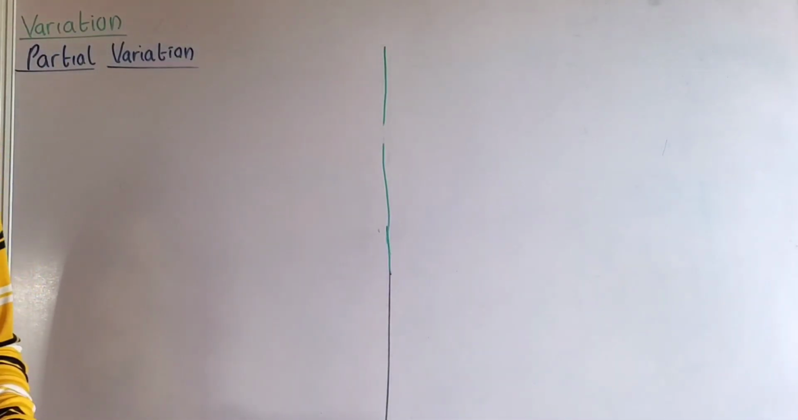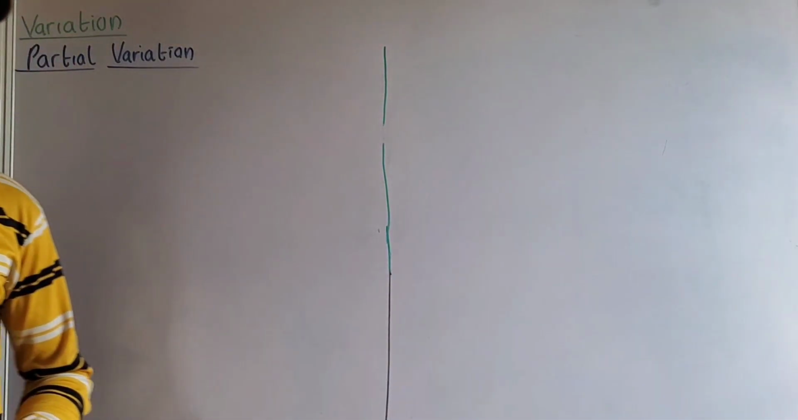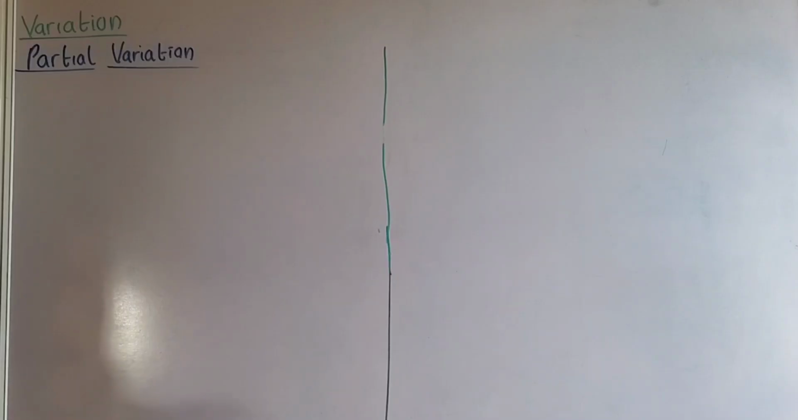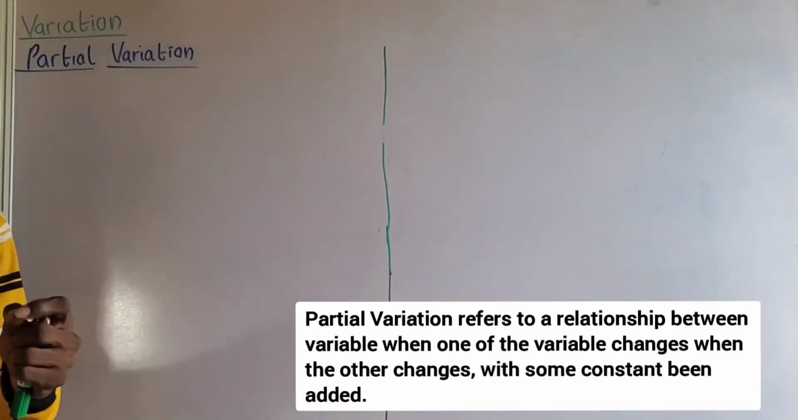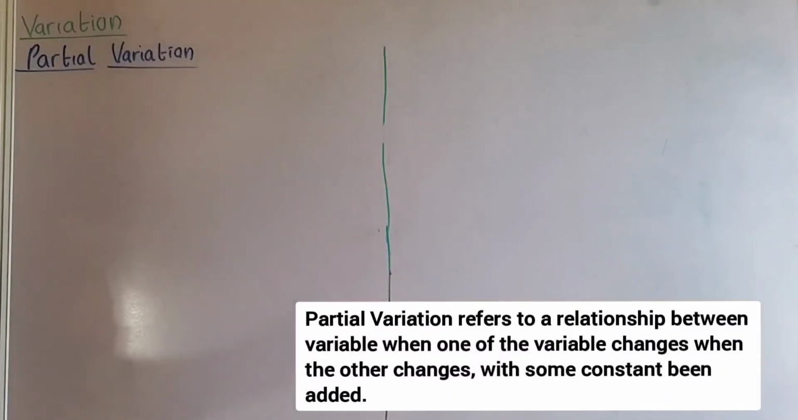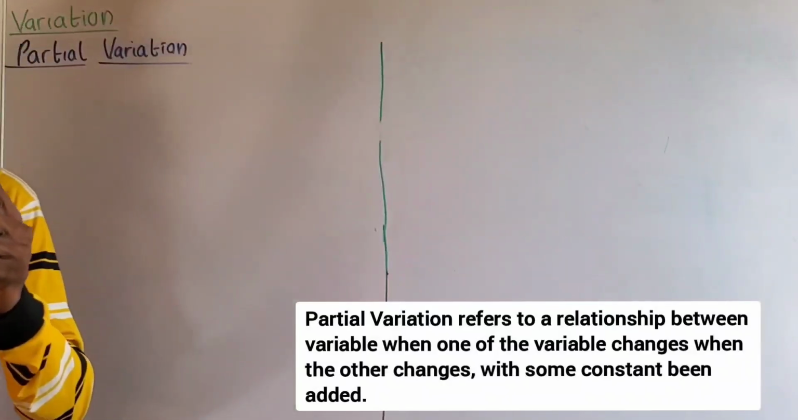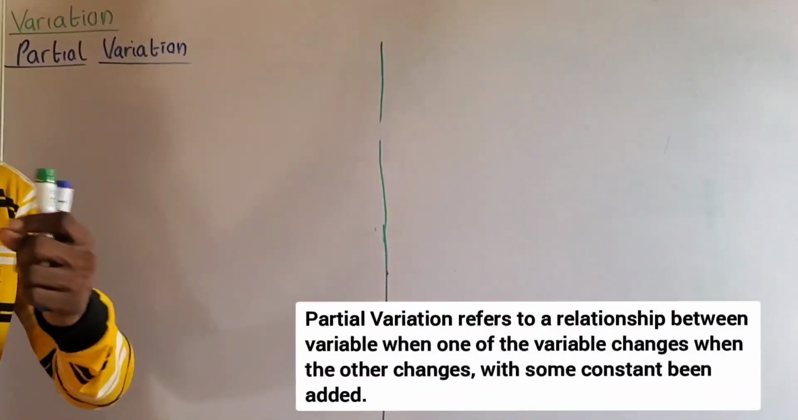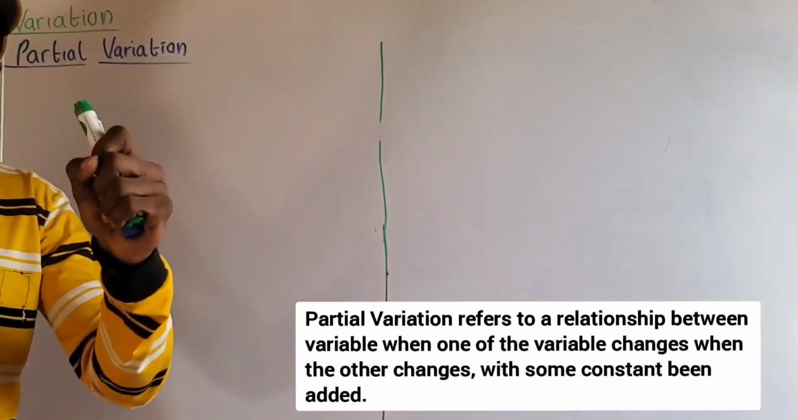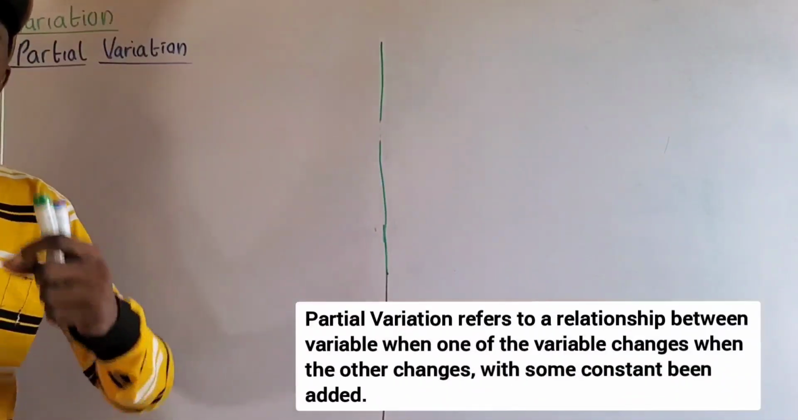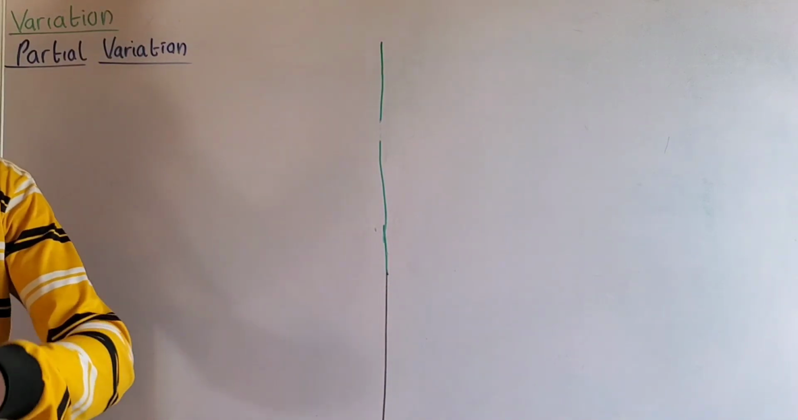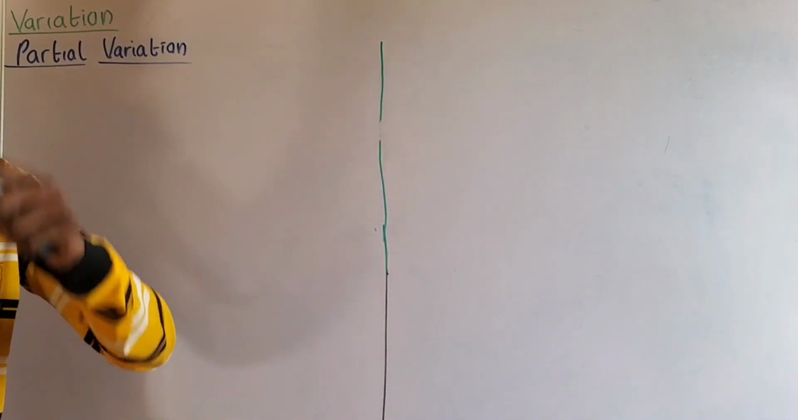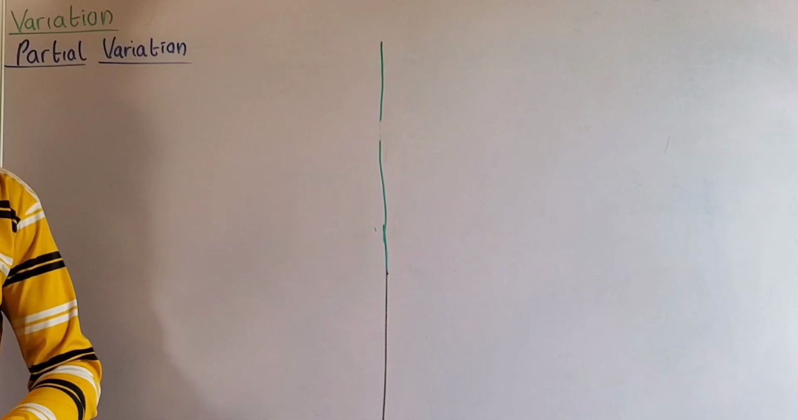In this class, we are going to talk about partial variation. What exactly do we mean by partial variation? Partial variation refers to a relationship between variables where one changes when another changes, with some constant being added. So we are talking about a kind of variation whereby a variable is partly constant and partly varies with another variable. You understand? That is, when another variable changes, that variable changes, and that same variable also varies with a constant. Are you getting it?